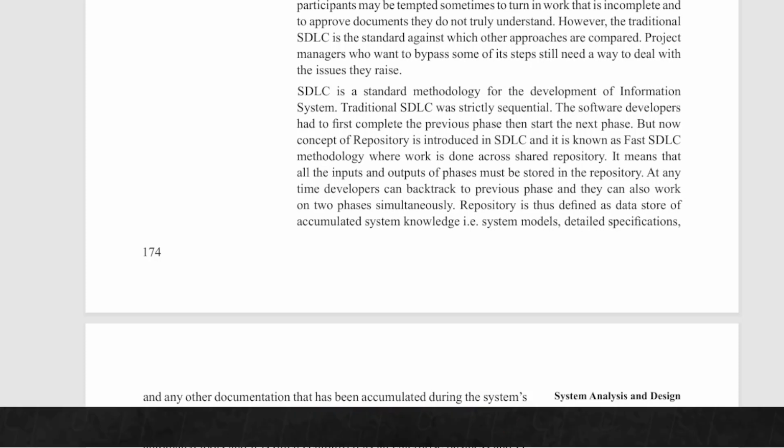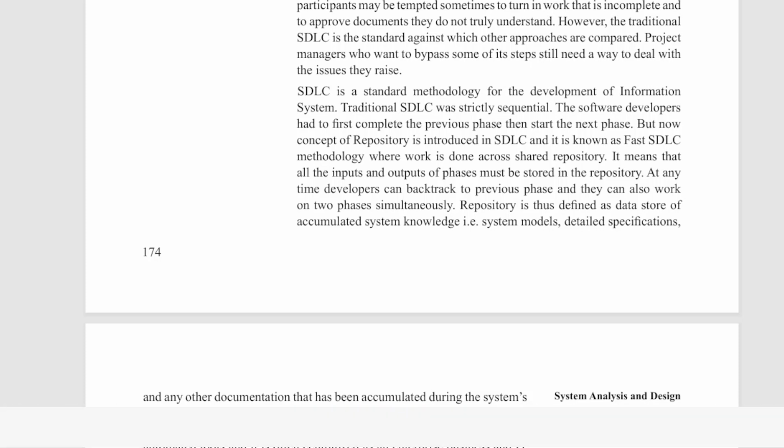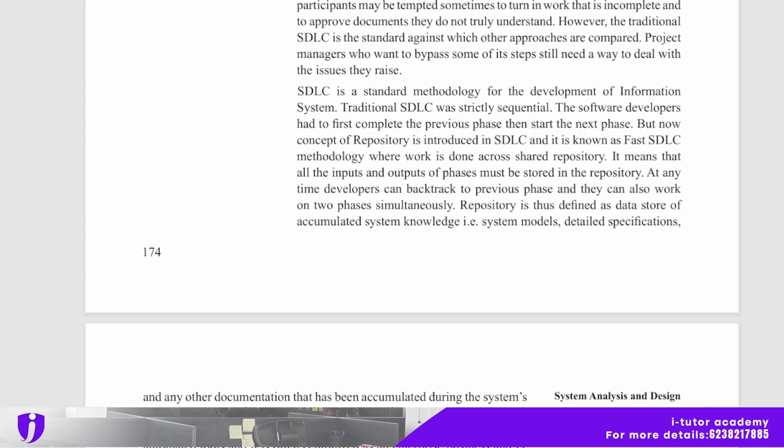The software developers had to first complete the previous phase, then start the next phase. But now the concept of repository is introduced in SDLC, and it is known as fast SDLC methodology, where work is done across a shared repository. It means that all the inputs and outputs of phases must be stored in the repository. At any time, developers can backtrack to a previous phase, and they can also work on 2 phases simultaneously.